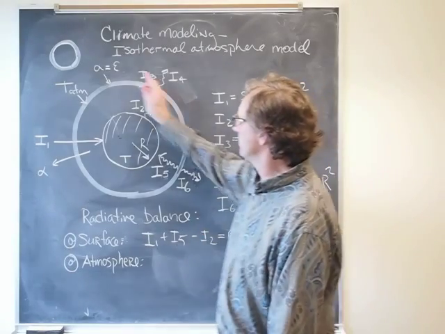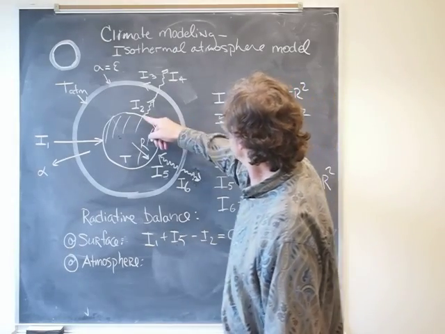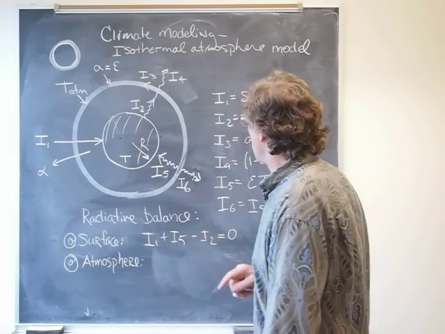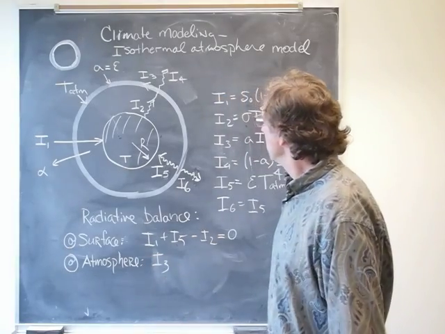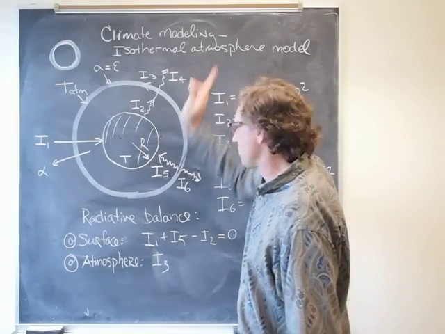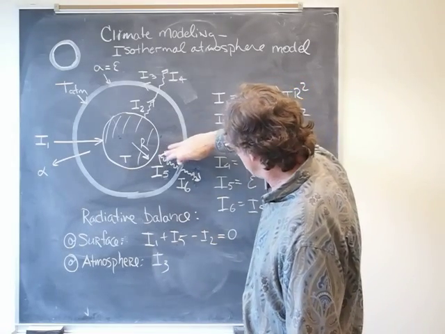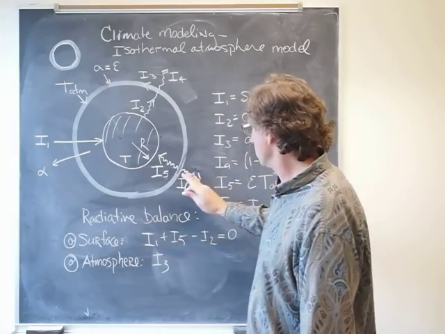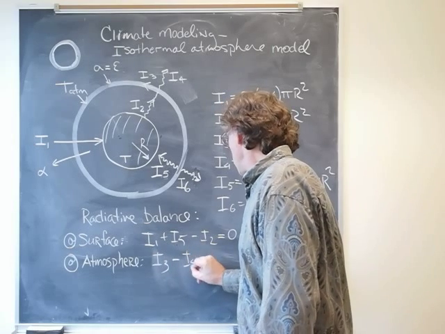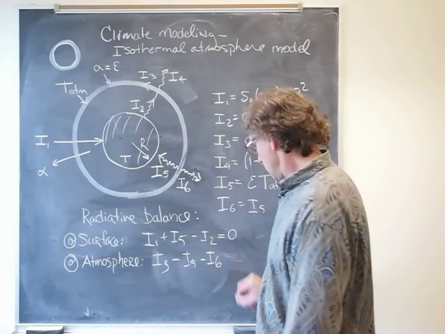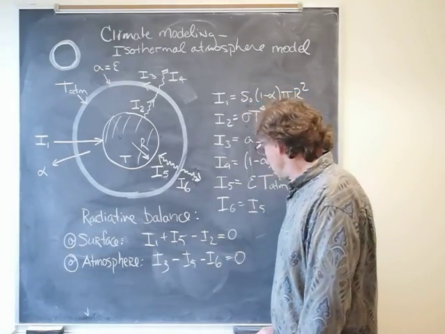How about the radiative balance condition for the atmosphere? Well, once again, we do the same thing. We just look at the arrows. Let's see, I see going into the atmosphere is I3. Okay, so I have to say I3 is going in. Now, we don't have to worry about I4 because I4 is just the part that got transmitted through. And so we don't have to worry about that part. But these really are leaving the atmosphere. This is the energy that the atmosphere is emitting. So I have to say minus I5 and minus I6. And if that's equal to 0, that means the atmosphere is also in radiative balance.